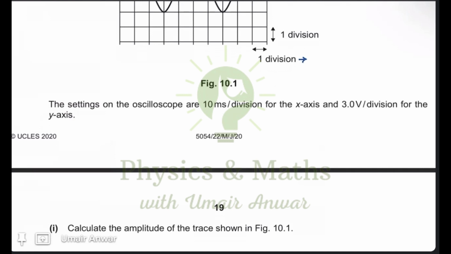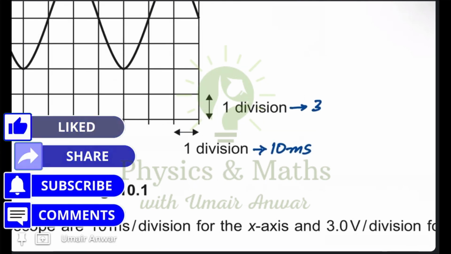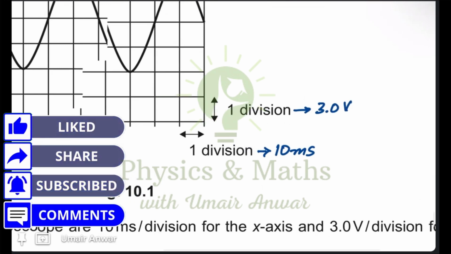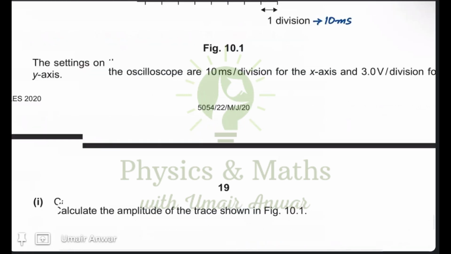So this one division on the x-axis is showing 10 milliseconds time and 3 volts per division for the y-axis. So for the y-axis, this one division is showing 3.0 volts. Okay. Calculate the amplitude of the trace shown in this figure.